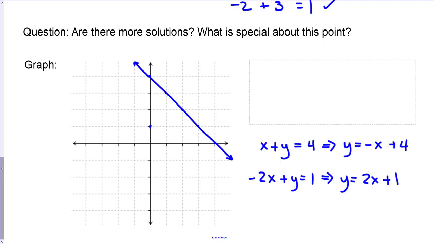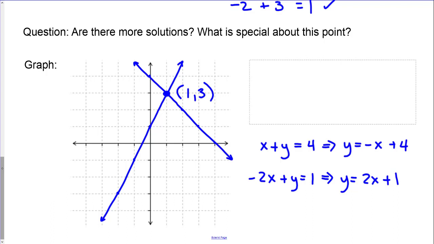So if I go up 2 and over 1, then up 2 and over 1, or down 2 and back 1, in order to get a few additional points, I come up with this graph right here. The coordinate pair that was a solution was the point (1, 3). If you'll notice, that happens to be the intersection point between these two lines.